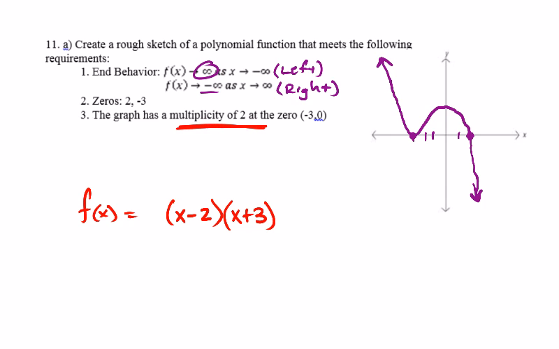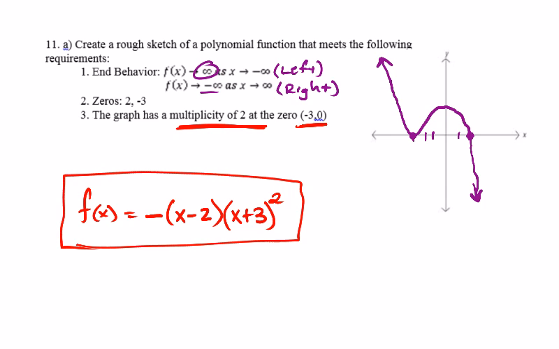So if it has a multiplicity of 2 at negative 3, 0, then that means I'm going to make that squared. And if we're going up to the left and down to the right, that means there was a negative leading coefficient. So you should put a negative number in front. Me, I'm just going to put the negative 1. I don't actually have to write 1, I just put negative. And that would be my answer.